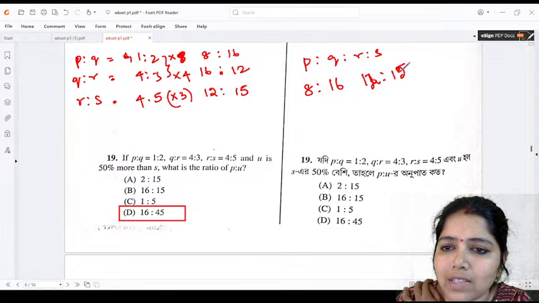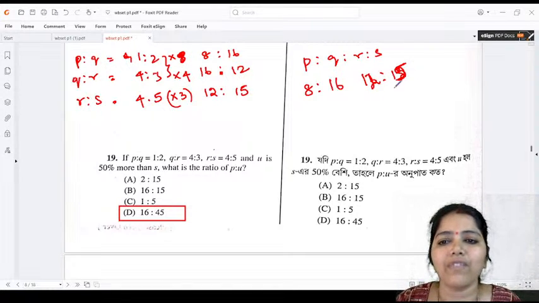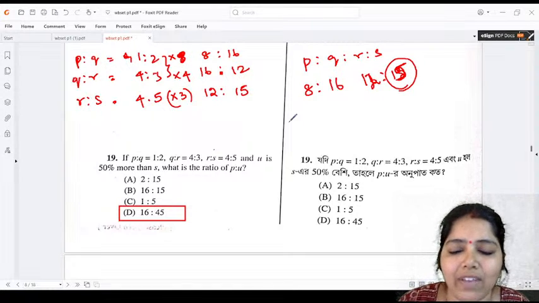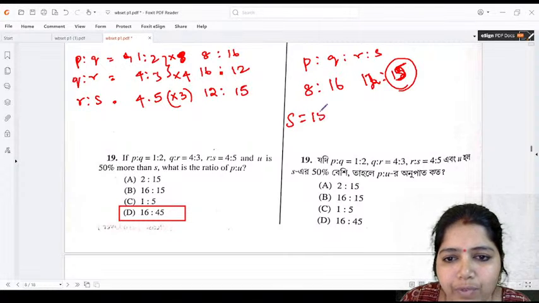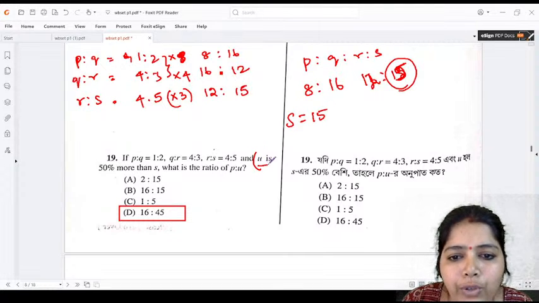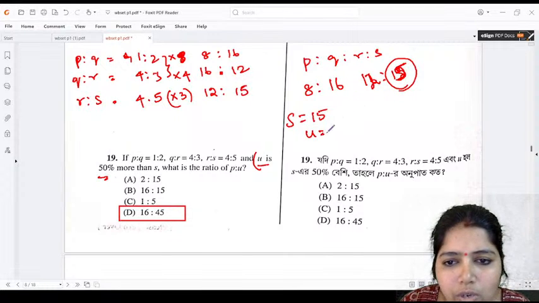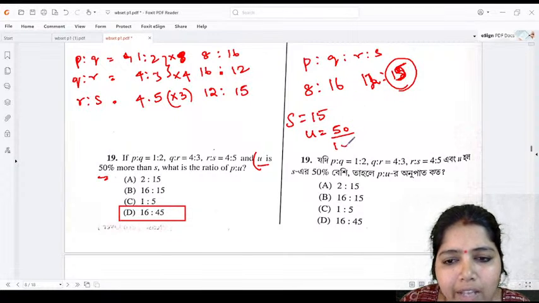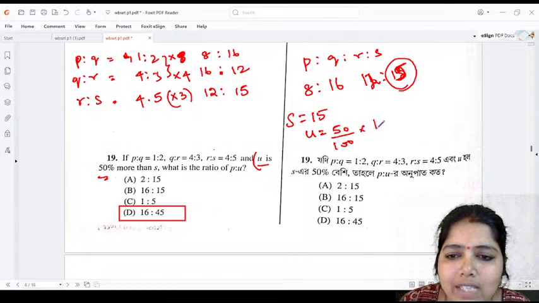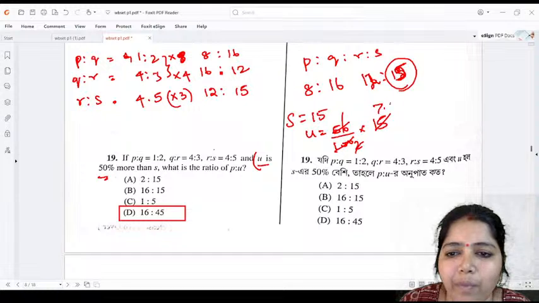It's 12 and this will be 15. Okay, this will be 15. So what they have given here, the value of S is 15. Yes, S is equal to 15. In the question, U is 15 percent more than S. U is equal to what? 15 percent more than S. What is S? 15. So this goes for one time, this goes for 7 time, this becomes 7.5.